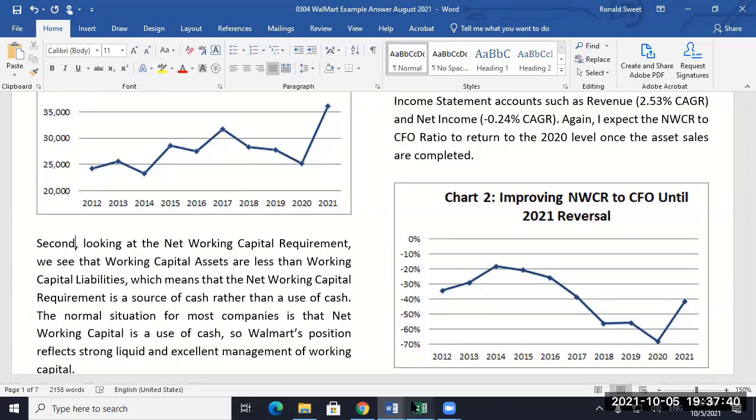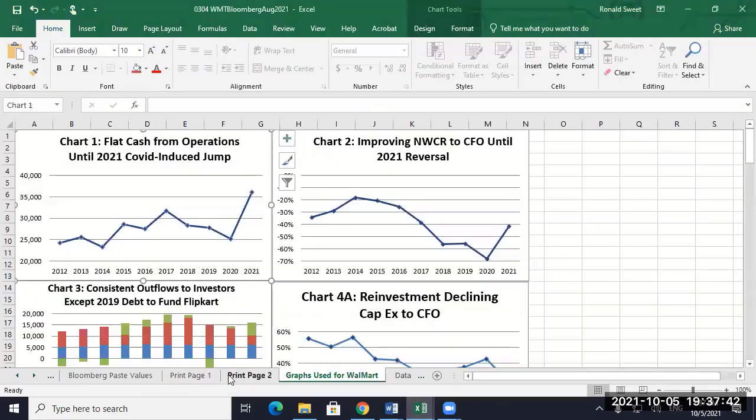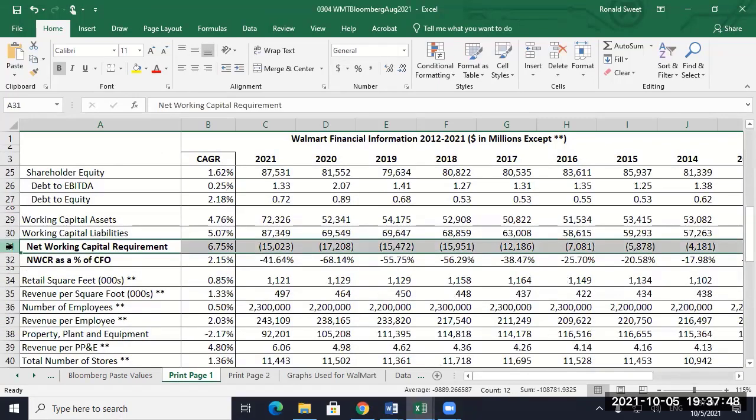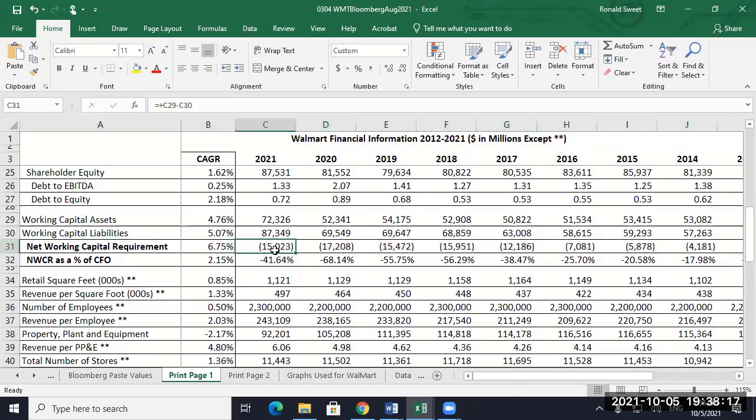So net working capital requirement, you look at your company on print page 1, and you go down to line 31, that's where your net working capital requirement is. It's working capital assets, those receivables, inventory, prepaids, the liabilities, the payables, the unearned revenue. So assets minus liabilities gives you the working capital requirement. If it's a negative number, that's good. That means it's a source of cash. So you have to get in your mind that a negative number is a good number. But I'm talking about this number here in C31.